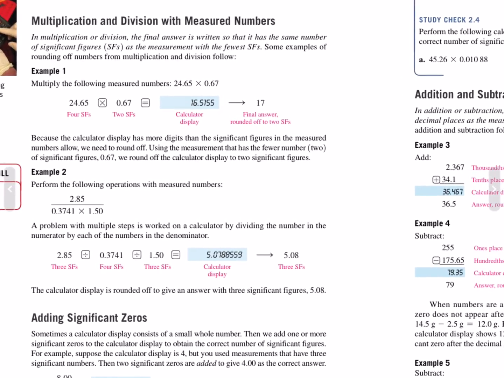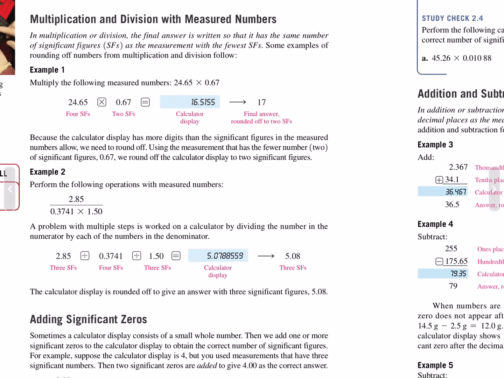Multiplication and division with measured numbers. In multiplication or division, the final answer is written with the same number of significant figures as the measurement with the fewest significant figures. Some examples of rounding off the numbers from multiplication and division follow. Multiply the following measured numbers: 24.65 times 0.67. The calculator answer is 16.5177, but there are only two significant figures in 0.67, so it has to be rounded to 17.